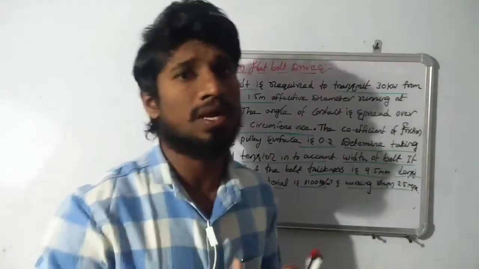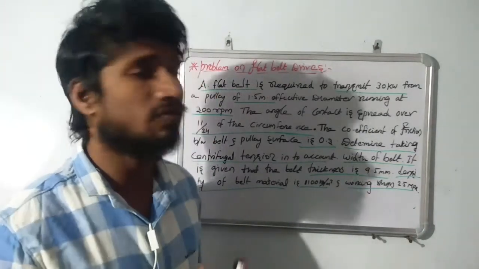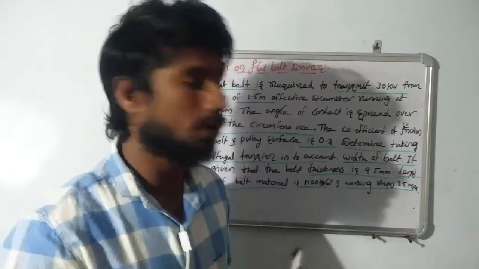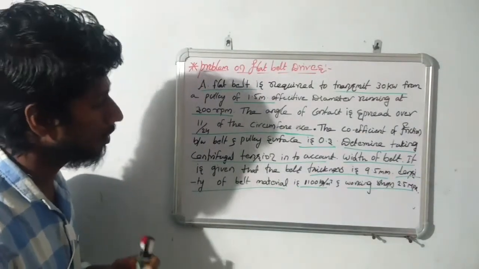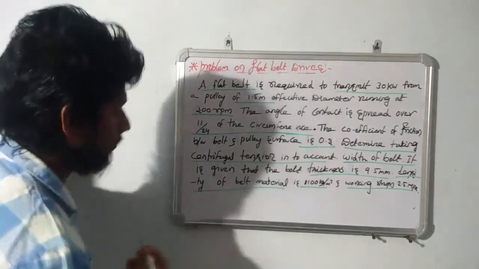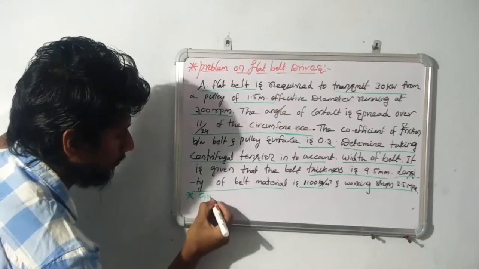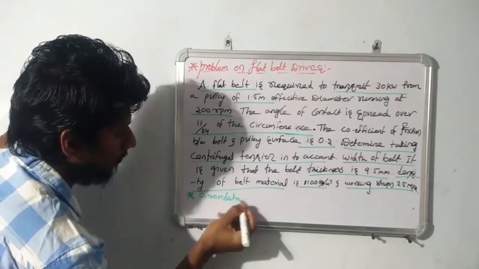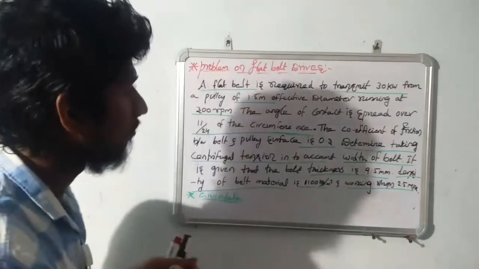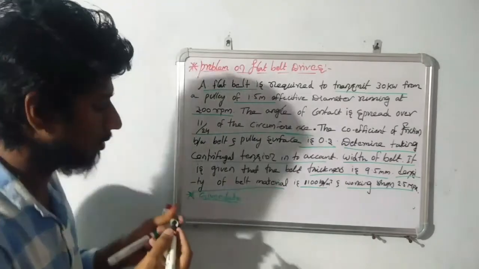In this problem our aim is to design a flat belt for the purpose of transmitting 30 kilowatts of power. So let's start the problem. Before that, it's better to write down the given data. Given data, let's see. Our first one is the type of belt, it is the flat belt, that's okay.